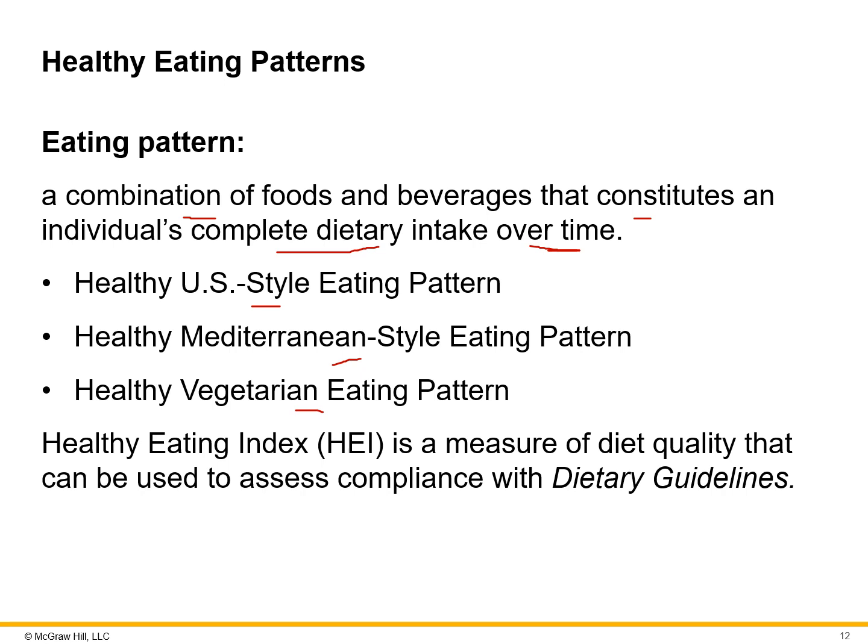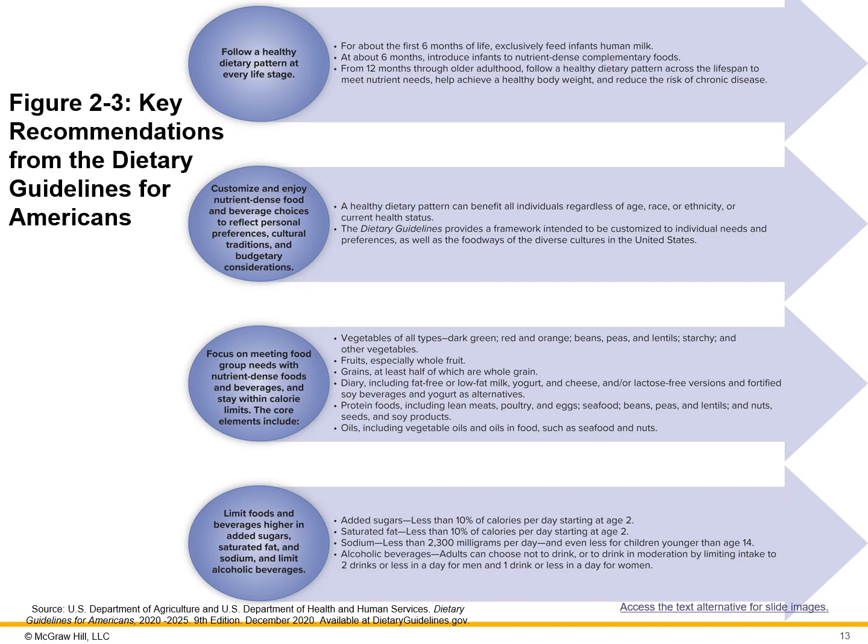The HEI stands for Healthy Eating Index. We'll see a lot of acronyms here, so you need to understand what they go along with. HEI is just a measure of diet quality, and that can be used to determine compliance. So are we meeting those dietary guidelines or not? How good is our Healthy Eating Index?